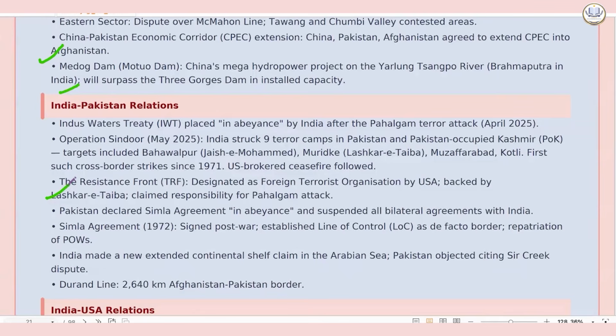India made a new extended continental shelf claim in the Arabian Sea. Pakistan objected, citing Sir Creek disputes. The Durand Line, the 2,640 km Afghanistan-Pakistan border, was also in the news.